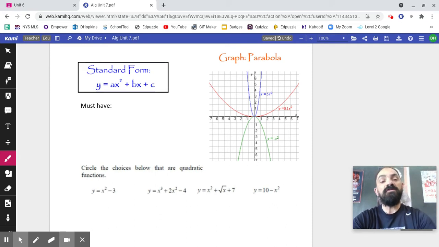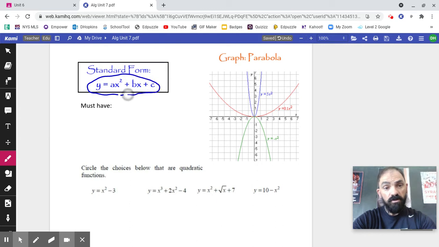Okay, so standard form of a quadratic equation is right here. Y equals ax squared plus bx plus c, where a, b, and c are just numbers. But the most important part is it has an x squared. So what it must have is x squared and nothing more than that. It can have an x and it can have a constant, but it can't have anything higher than a 2.